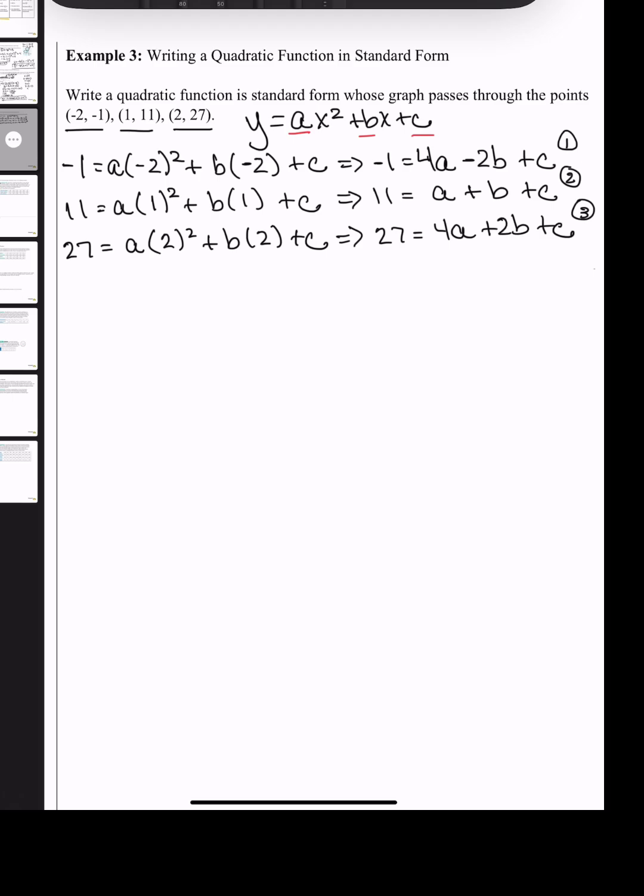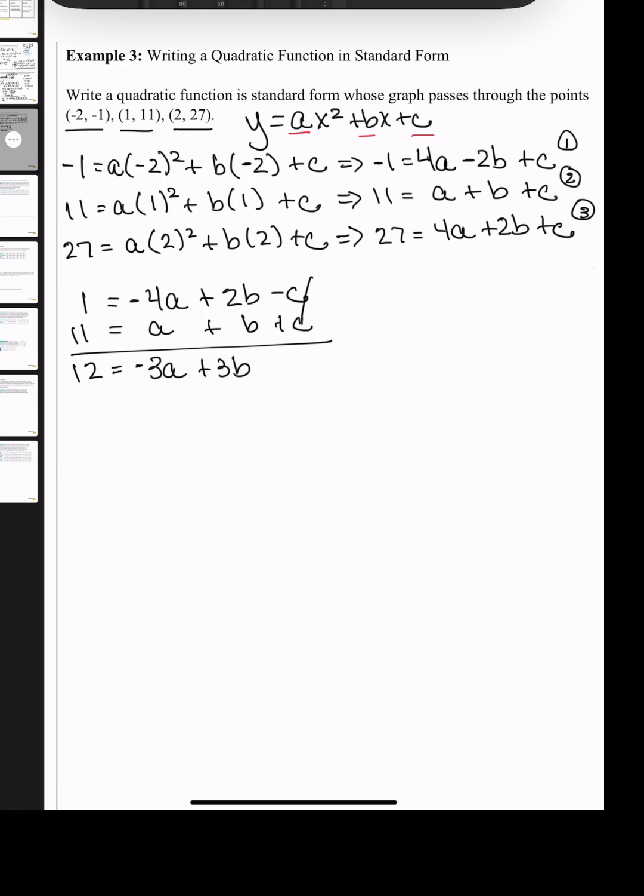So maybe I'll take the first equation and the second equation, and I will get rid of c. So how about the first equation? I'll multiply by -1. So if I multiply that first equation by -1, I'm going to end up with a +1 equals -4a positive 2b minus c. Okay, and then I'm going to take the second equation, and I'm just going to leave it exactly as it is. So +11 equals a plus b plus c. So now I can get rid of the c's. Combining, I end up with 12 equals -3a plus 3b. So there's a new equation.